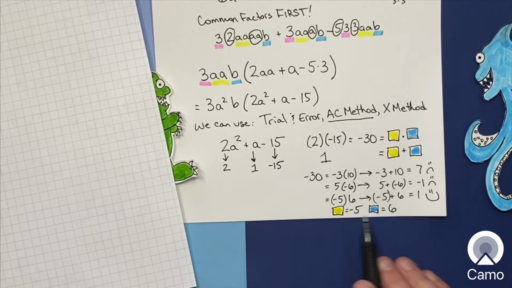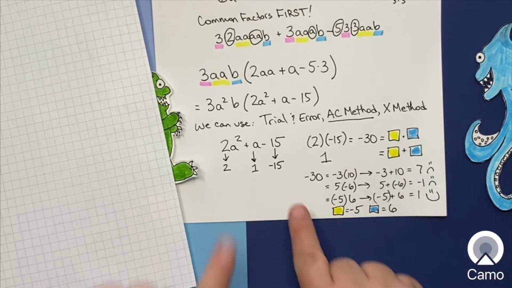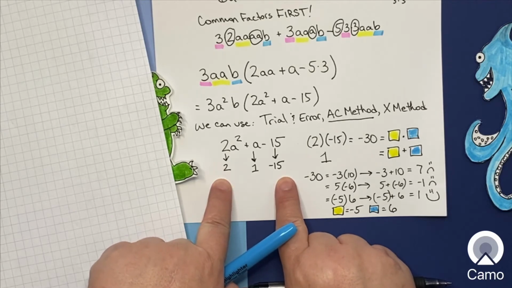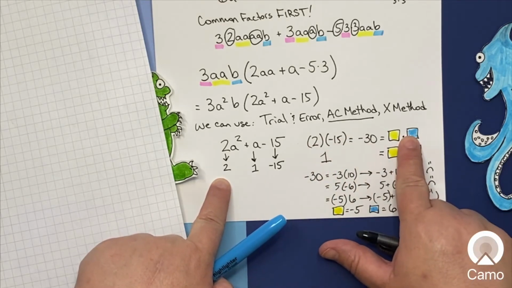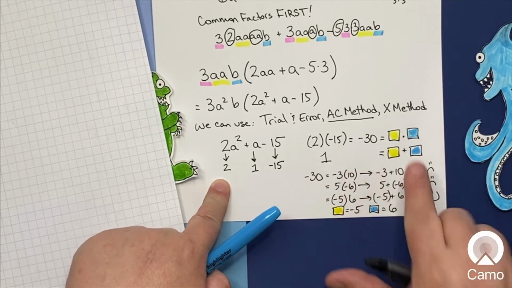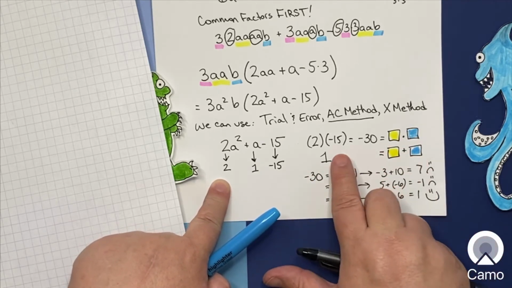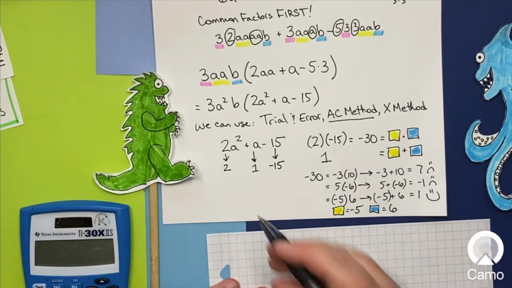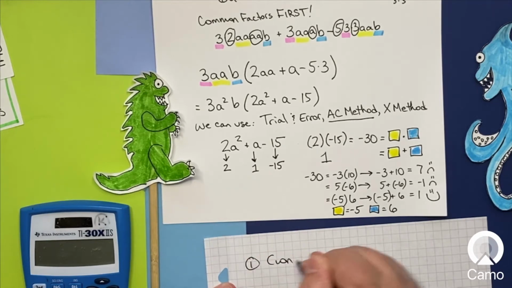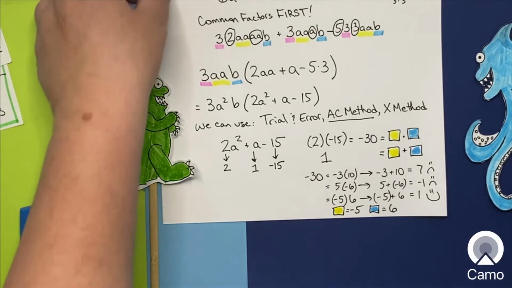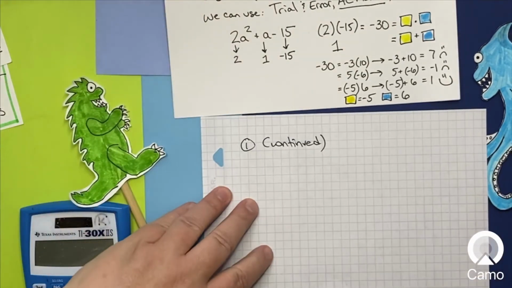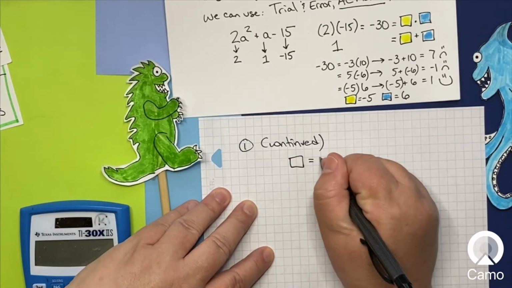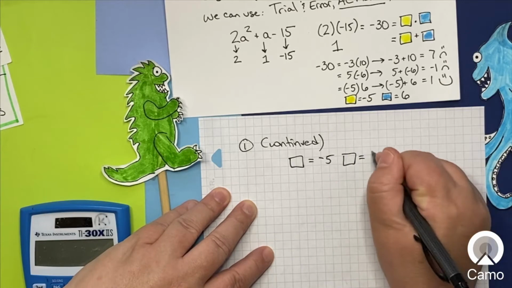So you just have to find two numbers in either order, which when multiplied give you the two ends multiplied together. So you remember the multiplied is the multiplied. And then the one in the middle is the added one. They have to add together to give you the coefficient in the middle. And once we know what those two numbers are, so this is number 1, continued. So I know that my two numbers are, my yellow number is -5 and my blue number is 6.